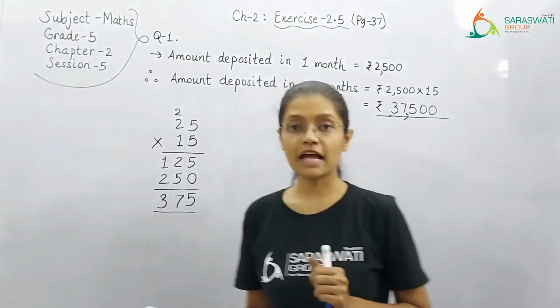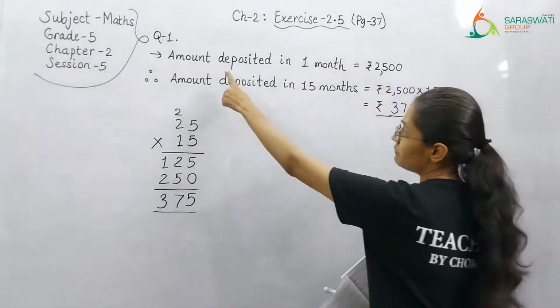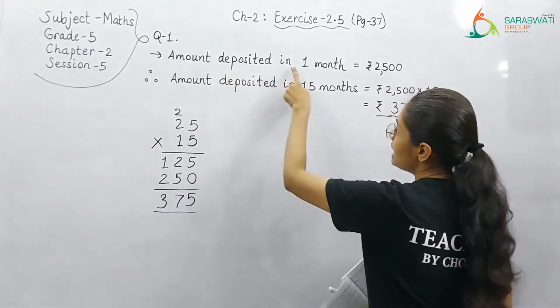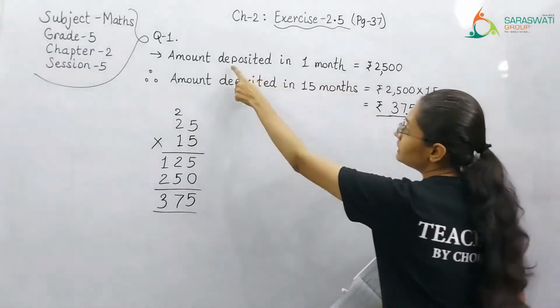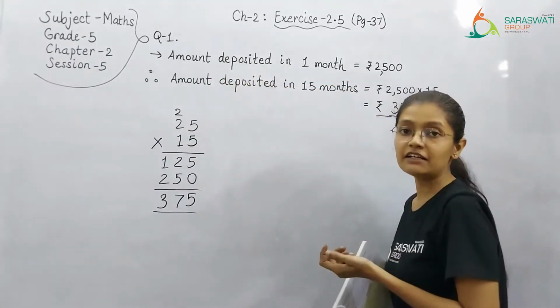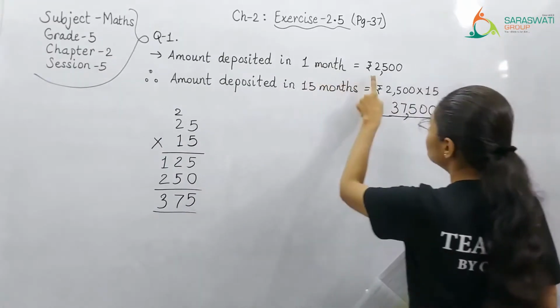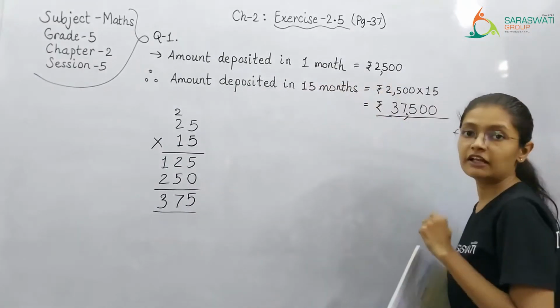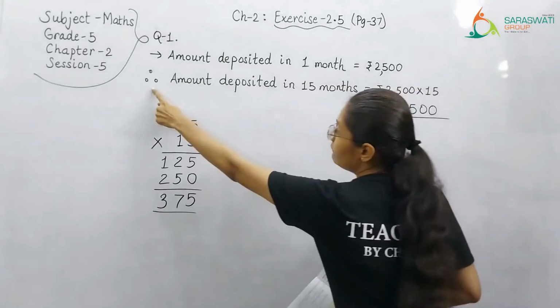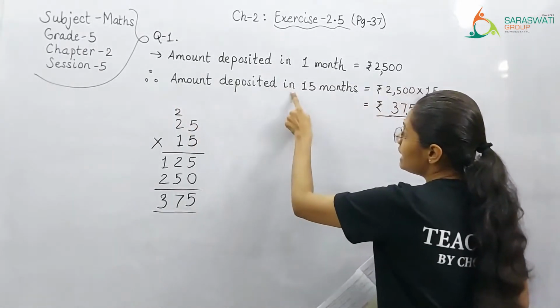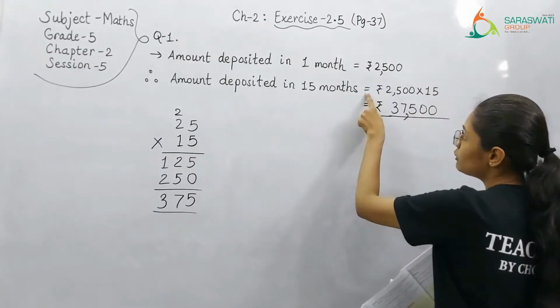So students, यहाँ पे first we will write the statement. Amount deposited in 1 month. Deposited means added, right? Credited. कितने add किए account में in 1 month? Rupees 2,500, right? Now, therefore, amount deposited in 15 months will be equal to.